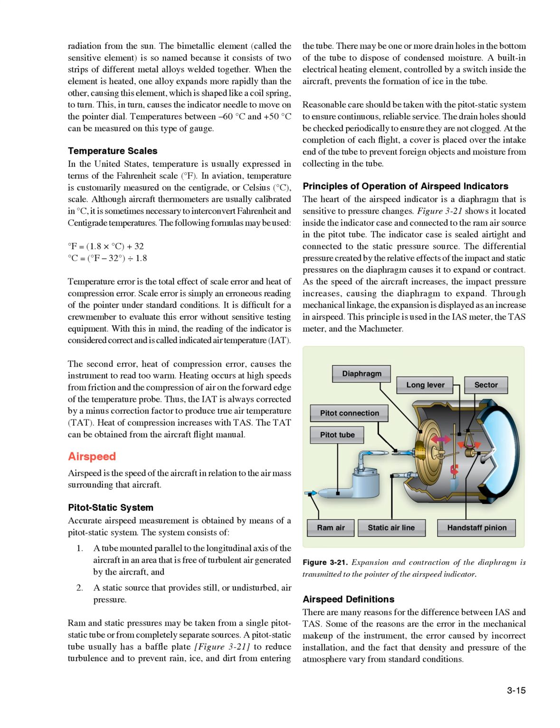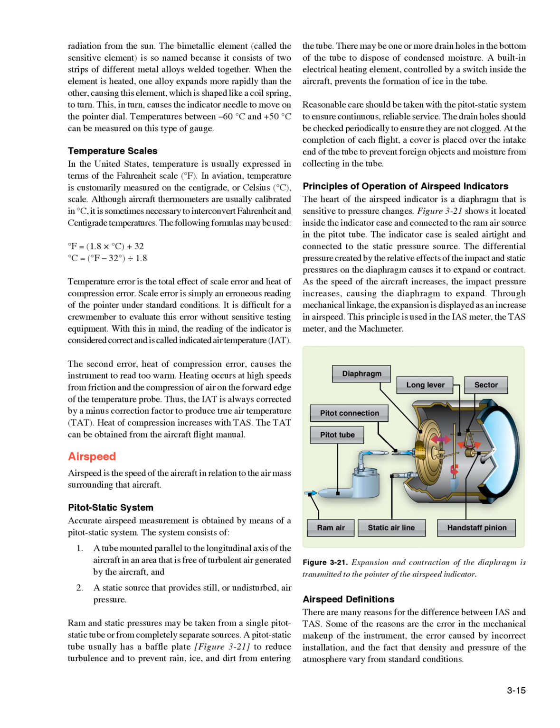Principles of operation of airspeed indicators. The heart of the airspeed indicator is a diaphragm that is sensitive to pressure changes. Figure 321 shows it located inside the indicator case and connected to the ram air source in the pitot tube. The indicator case is sealed airtight and connected to the static pressure source. The differential pressure created by the relative effects of the impact and static pressures on the diaphragm causes it to expand or contract. As the speed of the aircraft increases, the impact pressure increases, causing the diaphragm to expand. Through mechanical linkage, the expansion is displayed as an increase in airspeed. This principle is used in the EAS meter, the TAS meter, and the Mach meter.